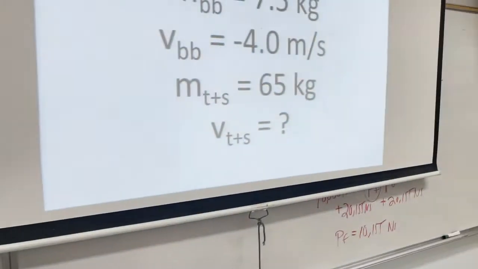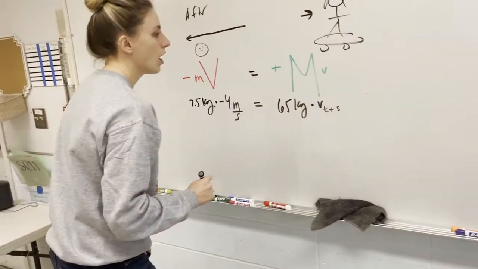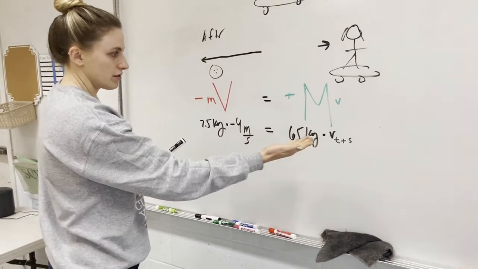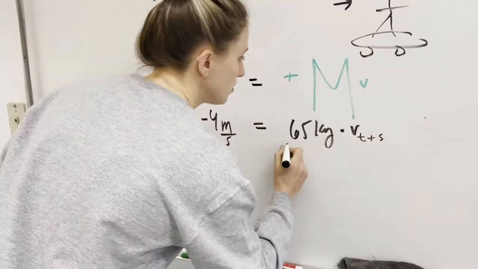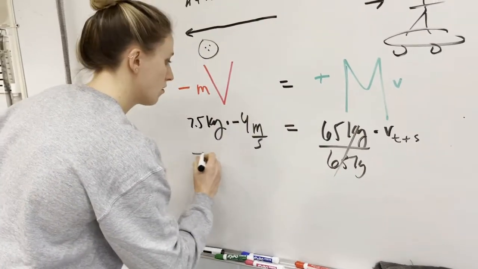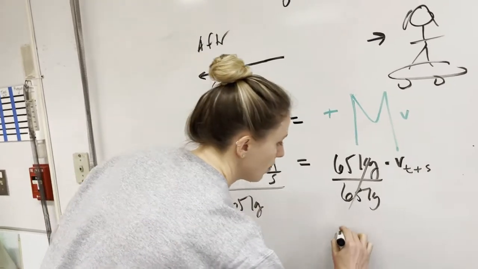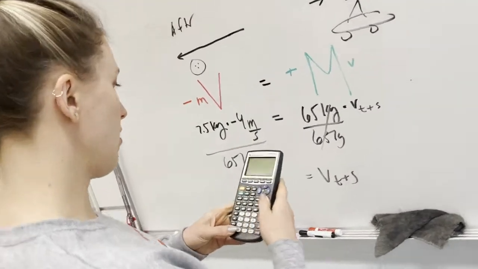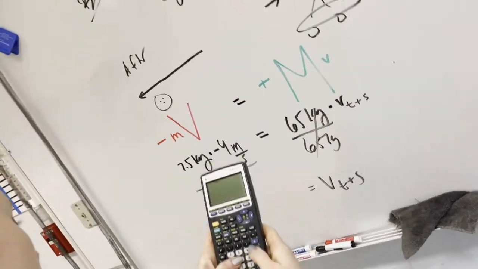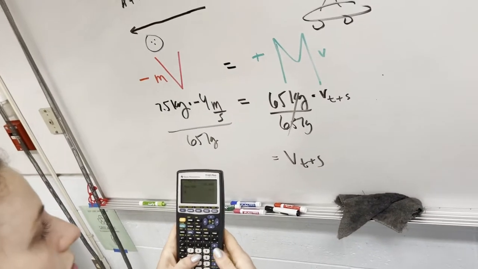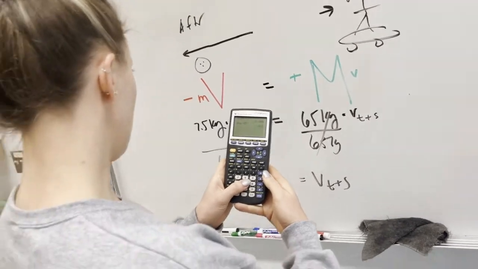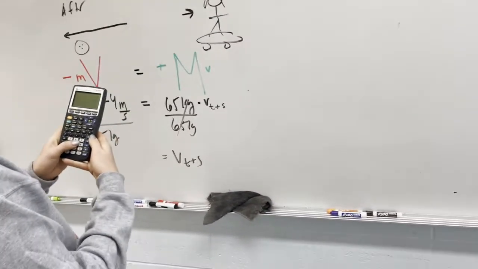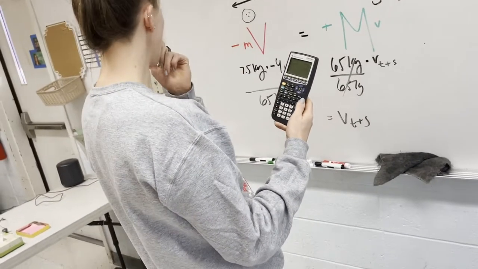The T plus S is teacher plus skateboard. I'm going to put that in there. It's really important because we've got two velocities right here. Okay, so how do I solve for this? Divide by 65. Teacher plus skateboard equals 7.5 times negative 4 divided by 65, and I get negative 0.462. That is not right, because of the negative sign.